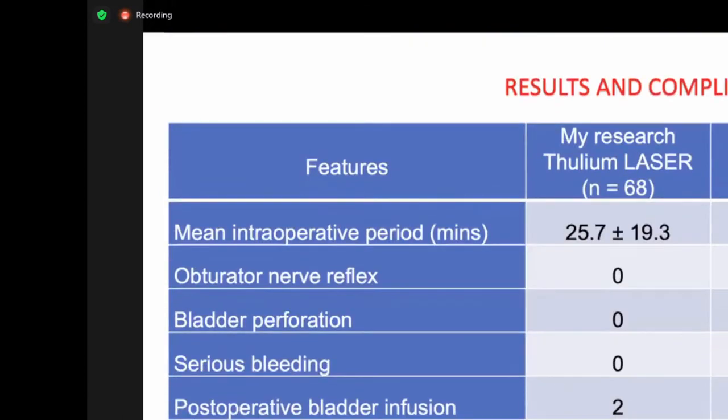In contrast, using thulium laser TURBT compared to plasma kinetic, like the studies of others, shows no difference in significance about complications. In other words, they were equivalent. Therefore, based on urethral catheterization and hospital stay, the studies are equivalent.